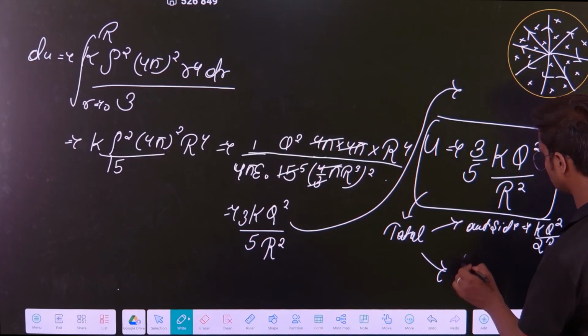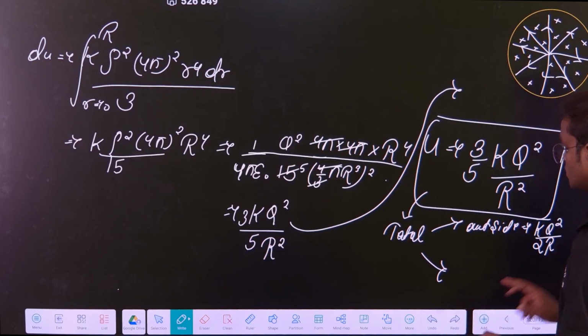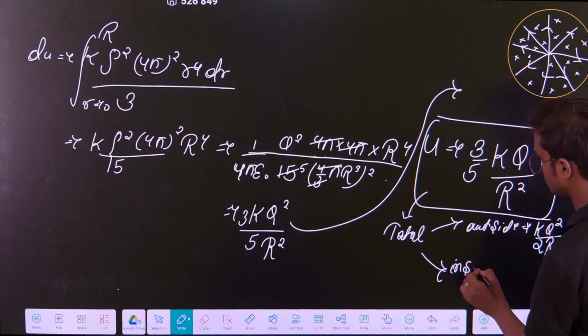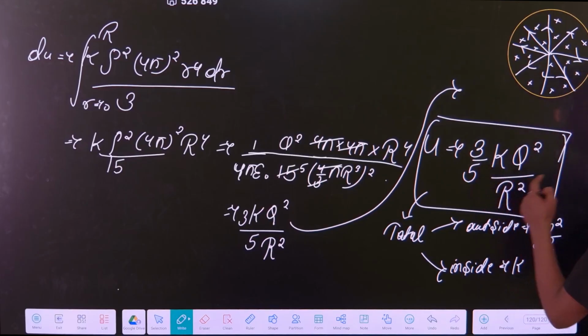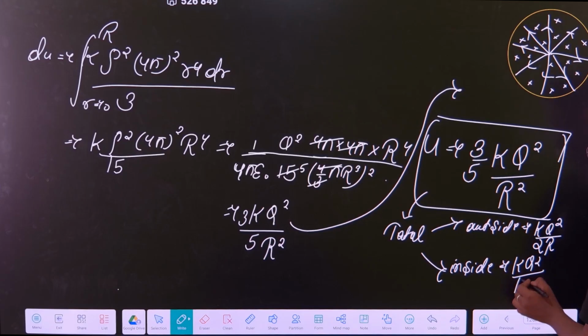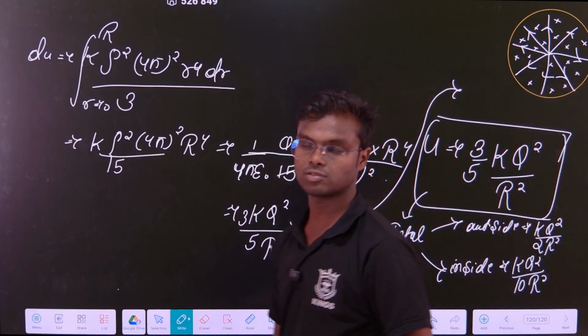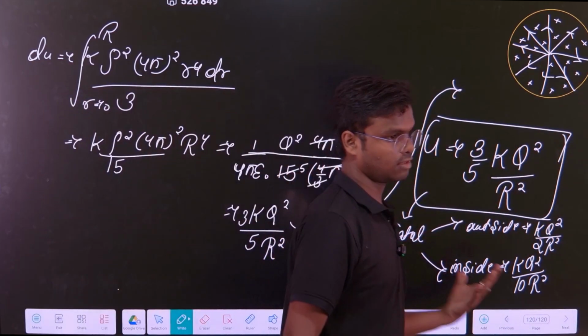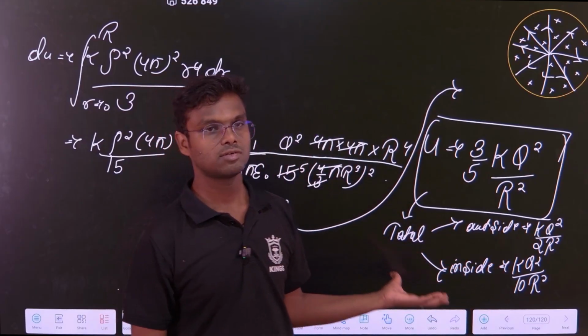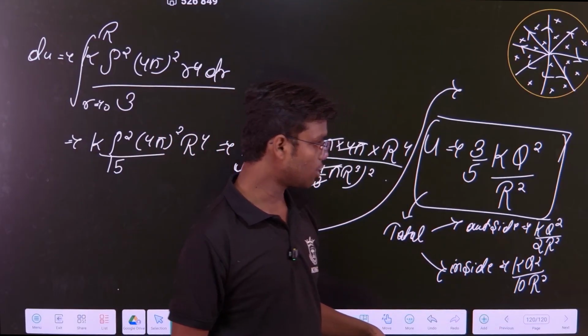What will the inside energy be then? If you subtract, how much will you get? That will be kq square by 10r square. Are you getting my point? So that is the inside value and that is the outside value. That is what I am trying to make clear. So just note this down. That is also an important part. Okay, I hope it is clear now.